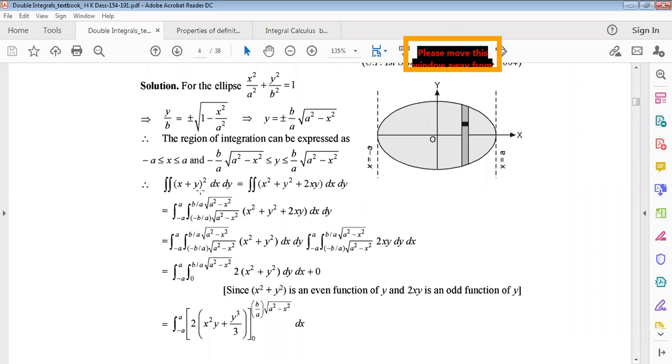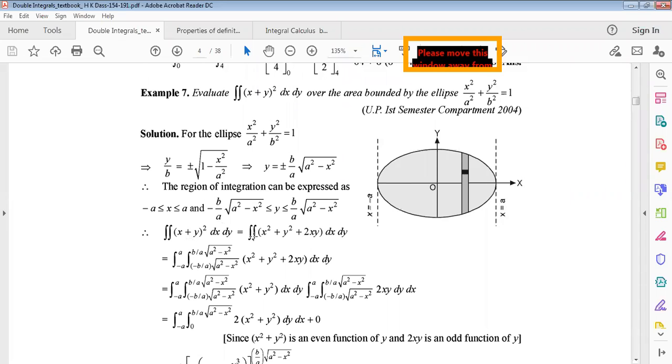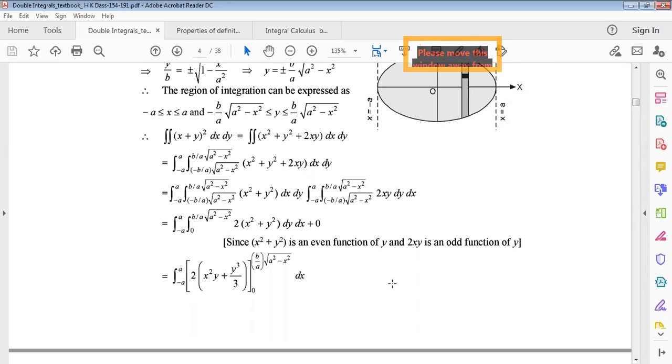So the given double integral of x plus y whole square dx dy can be written as the double integral of x square plus y square plus 2xy dx dy. This is the actual a plus b whole square formula: a square plus 2ab plus b square. Now putting the limits: first limit for x is minus a to a, and second limit for y is minus b by a times this, to this. This is the x integral and this is the y integral. Now separating, minus a to a, minus this to this, x square plus y square, and then the 2xy part. There are two parts.